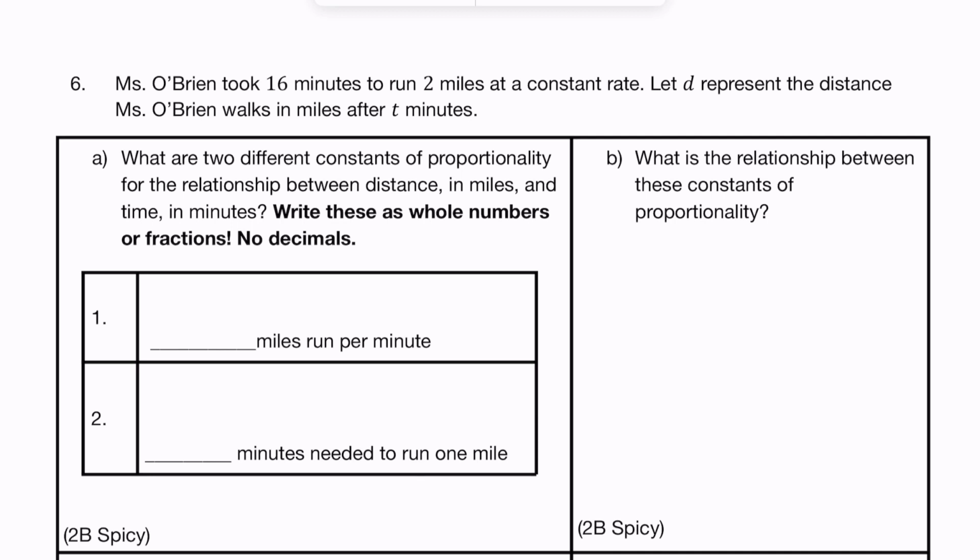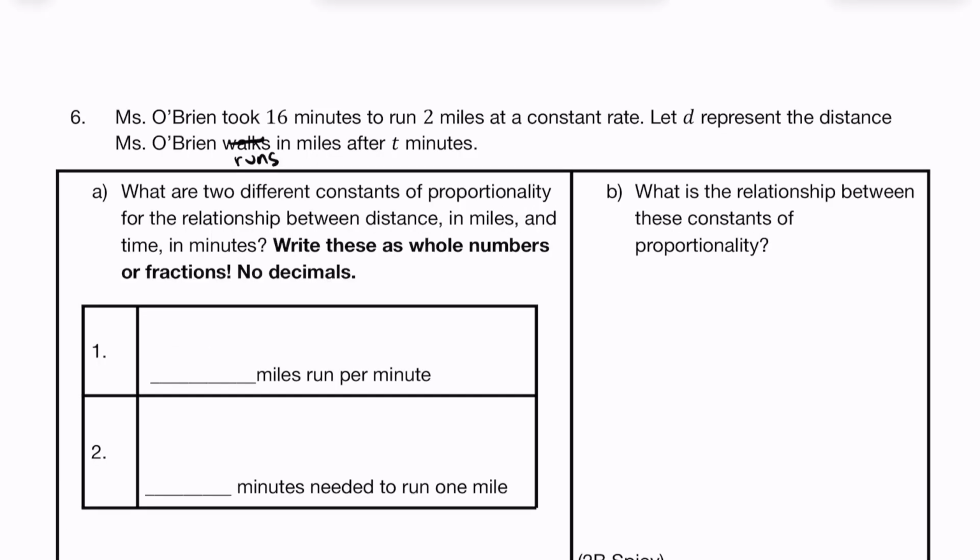Okay, Miss O'Brien took 16 minutes to run 2 miles at a constant rate. Let D represent the distance Miss O'Brien runs in miles after T minutes. We are going to write two different equations to represent this with two different constants of proportionality. So what are two different constants of proportionality for the relationship between distance in miles and time in minutes? Write these as whole numbers or fractions, no decimals.